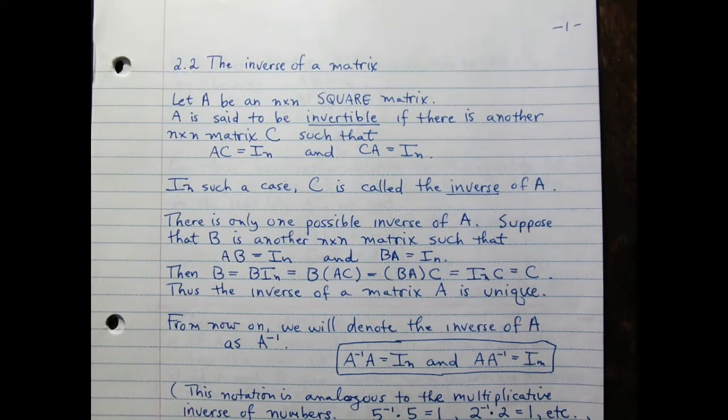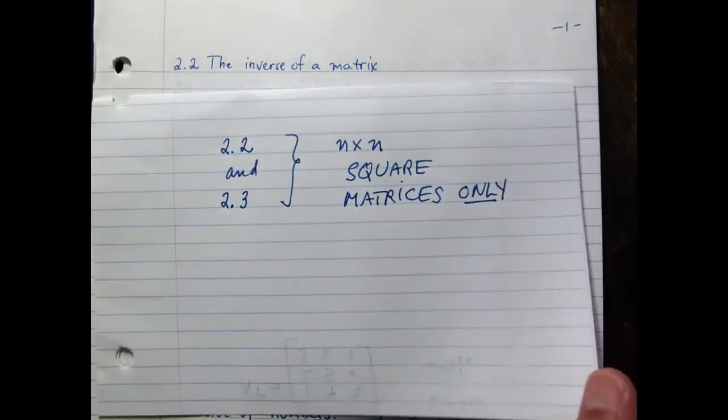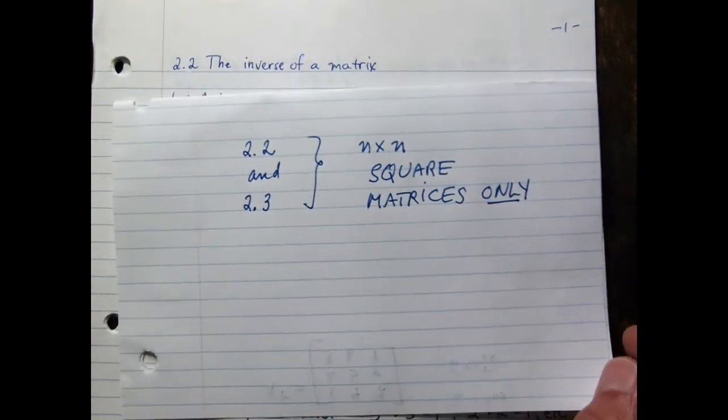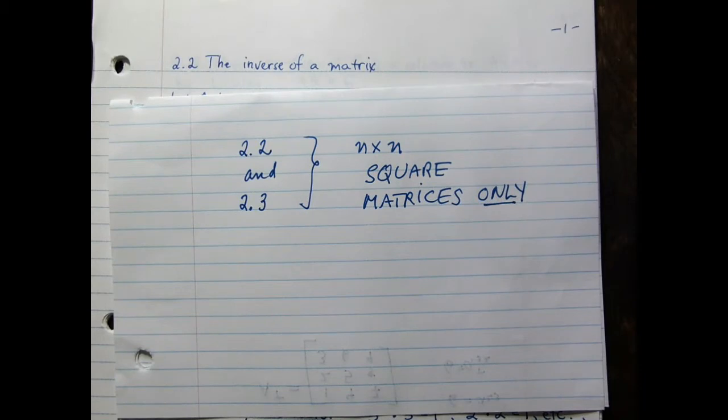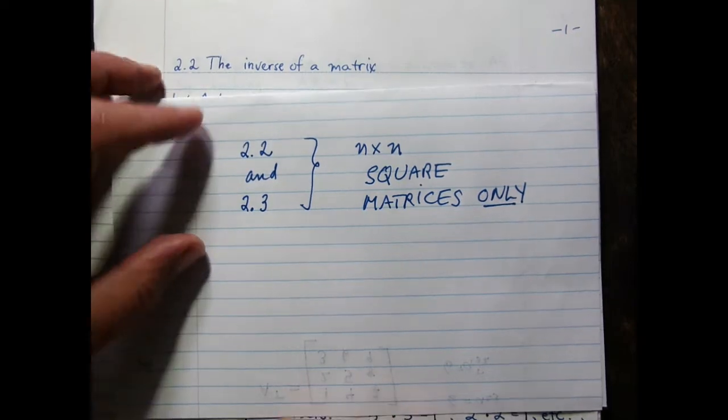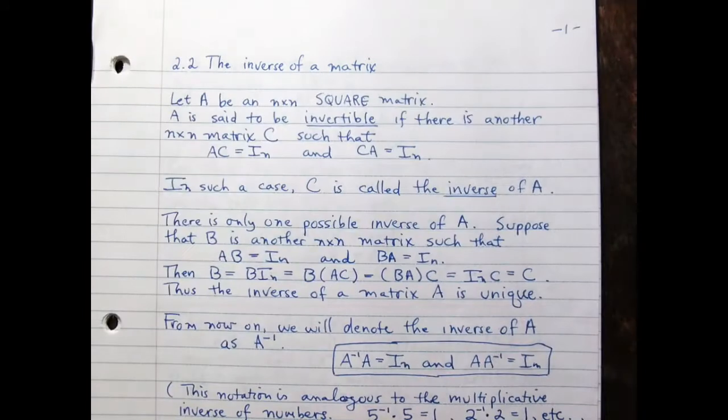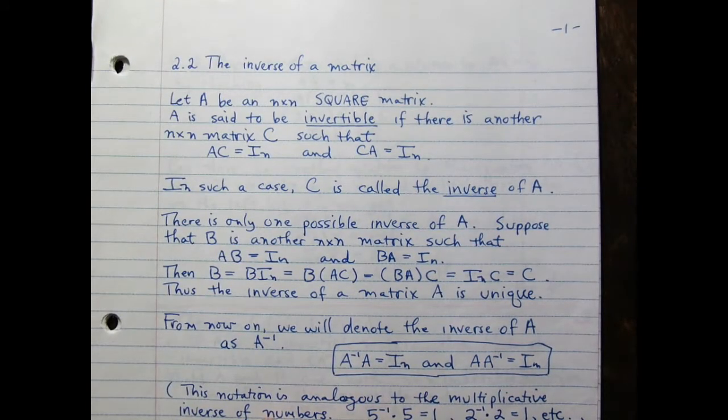This is the beginning of the 2.2 lecture on the inverse of a matrix. And I just want to make a note here that for sections 2.2 and 2.3, we're only going to be talking about n by n square matrices. There are several sections in this course where we make that restriction, and I'll try to keep pointing that out. This idea of the inverse of a matrix only applies to square matrices. All right, so let's get started here.